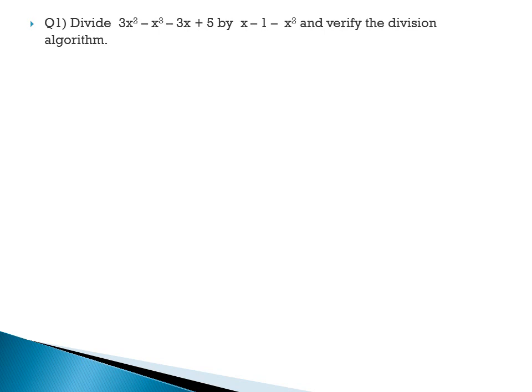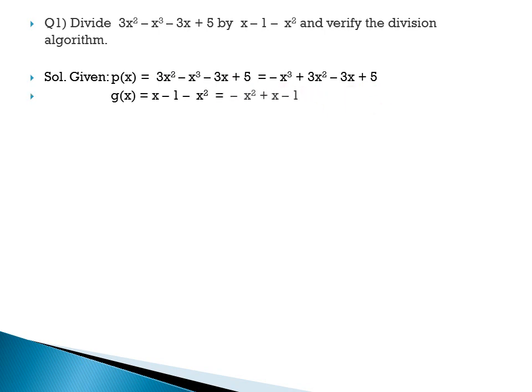So the first thing is, we will arrange both the polynomials in the descending order of the power of the variables, like this. Now see, p(x) has been arranged in descending order of the power of the variable: minus x cube plus 3x square minus 3x plus 5. It was not arranged, so we have arranged it now. Similar thing with g(x). g(x) was also not arranged, so we have arranged it as minus x square plus x minus 1. Now let's divide.